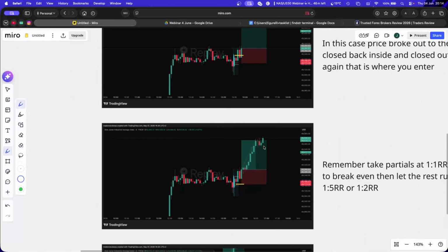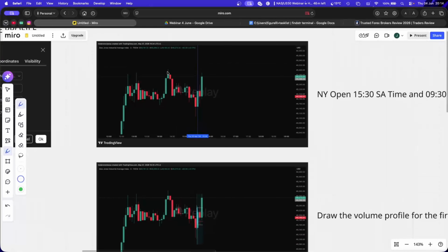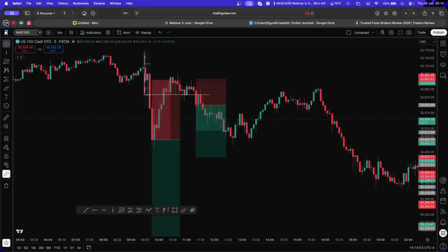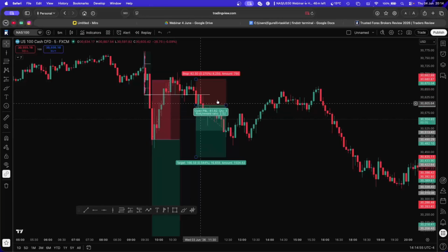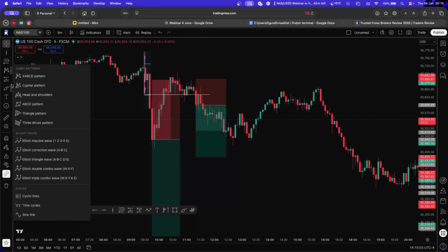I'm going to jump onto the chart quickly and show you exactly how it looks and where to find it. So we're going to go to TradingView. I'm going to rewind and show you exactly how this looks. So basically you want to go right over here.